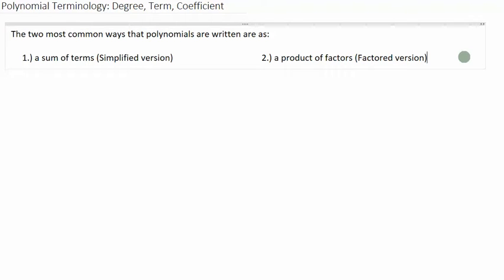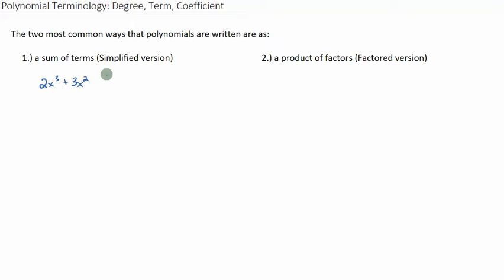Okay, so let's say a sum of terms. So we could have something like 2x cubed plus 3x squared minus 9. And so this is a polynomial. Each of these is a term. So this has 3 terms. The terms are the things that are added or subtracted.